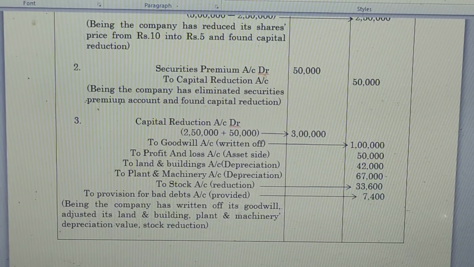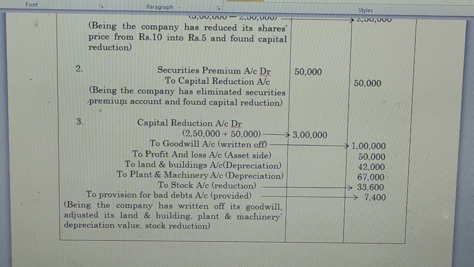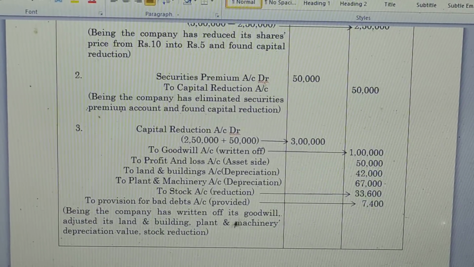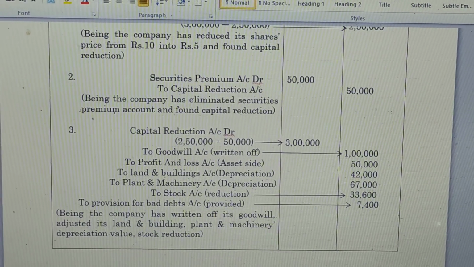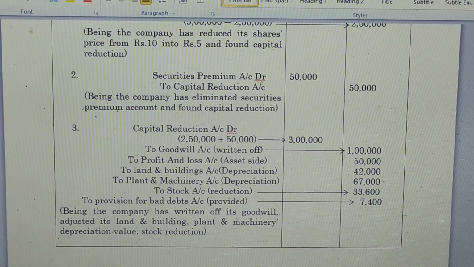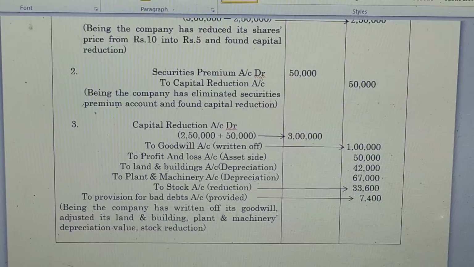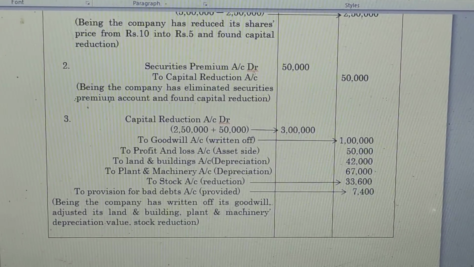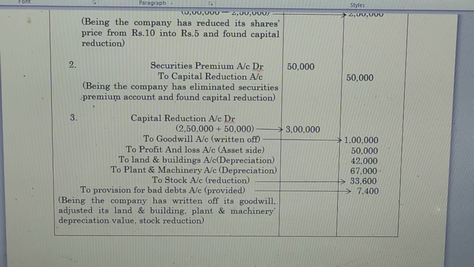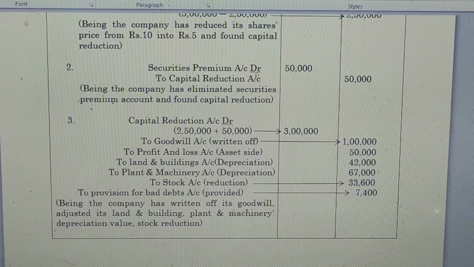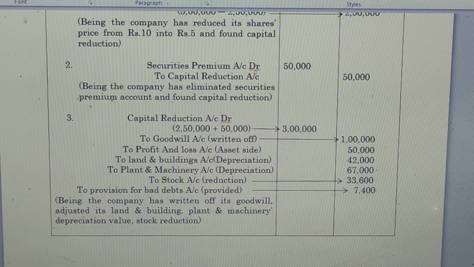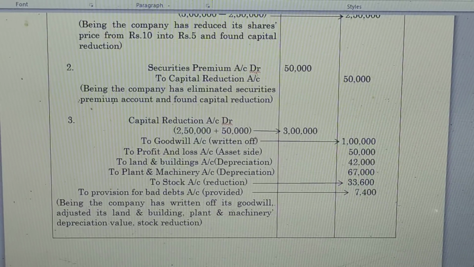And to land and building account depreciation value, it means the adjustment value, the amount is rupees 42,000. To plant and machinery account depreciation, the amount is rupees 67,000. That is also from the adjustment. And to profit and loss account in the adjustment side, I have already explained it.